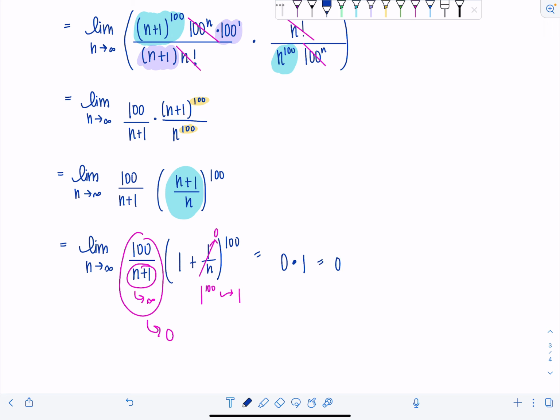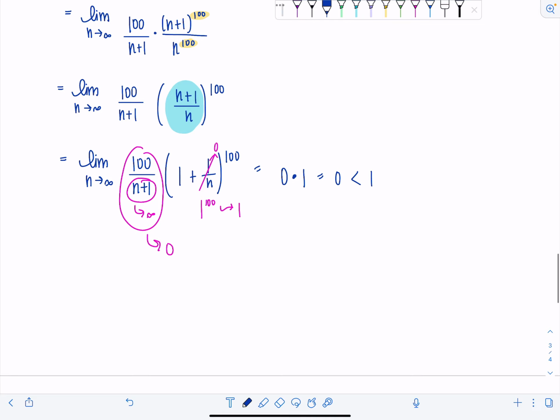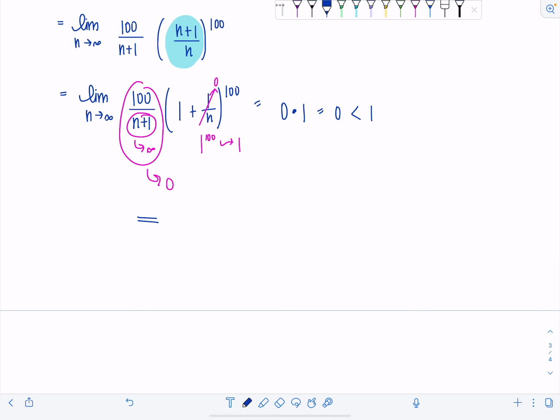Remember, for the ratio test, you always compare this limit to the number 1. So 0 is less than 1, which tells me what? It tells me the sum, n equals 1 to infinity, n to the 100 times 100 to the n over n factorial is, I'll put absolutely in parentheses, you may or may not need to include it depending on the directions, convergent by the ratio test.